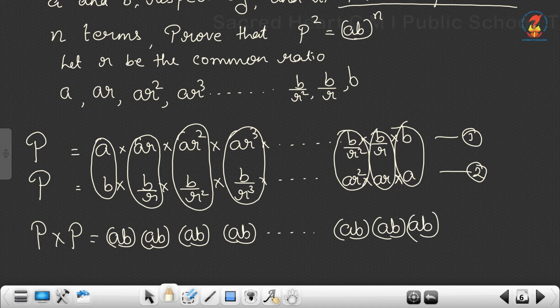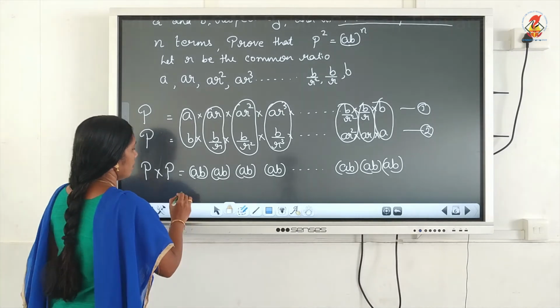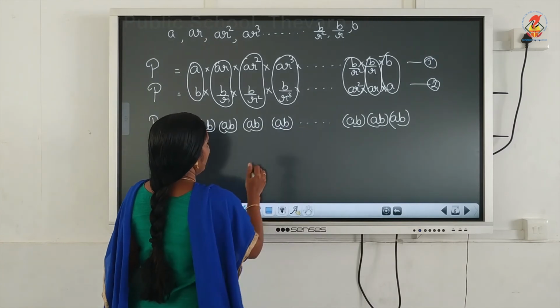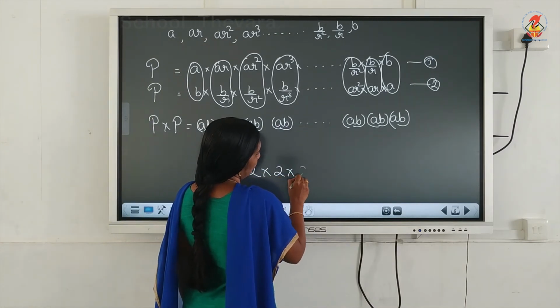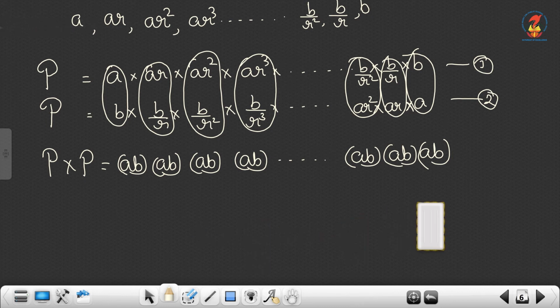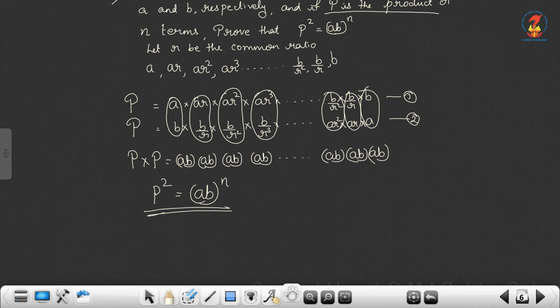How many ABs here? AB n times. Okay. So children, if 2 into 2 into 2 into 2, 4 times, we can write as 2 raised to 4. The same way, AB n times. So we can write as AB the whole raised to n. So P square is equal to AB whole raised to n. That is the question. Okay.